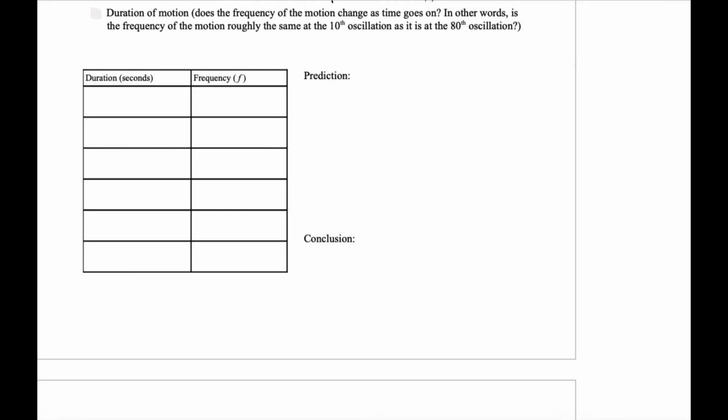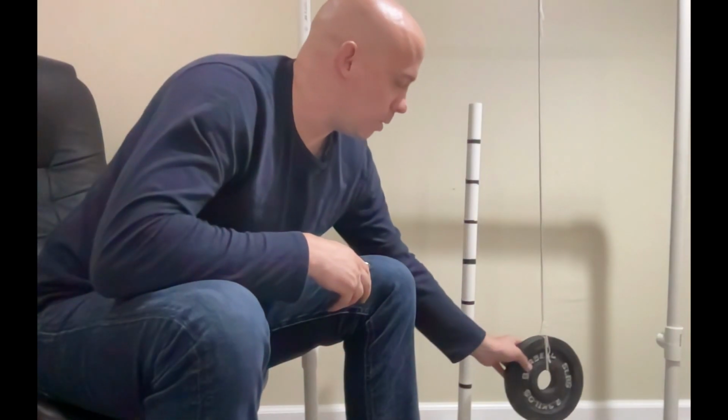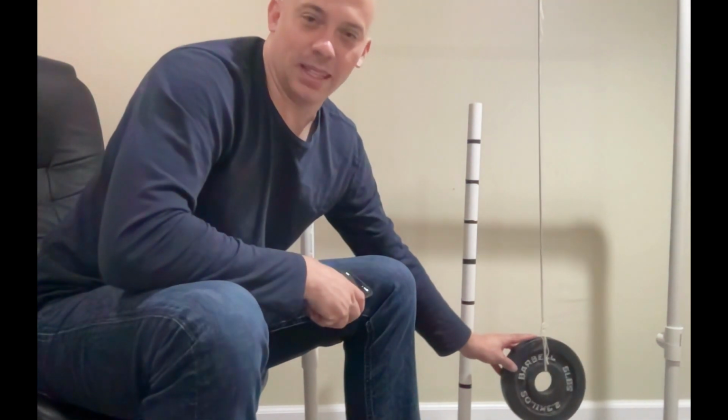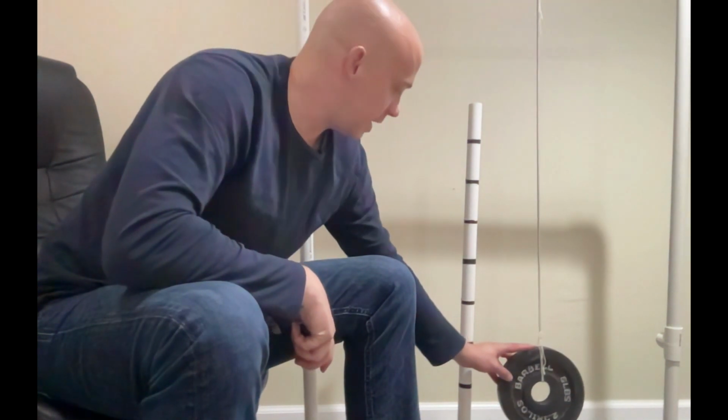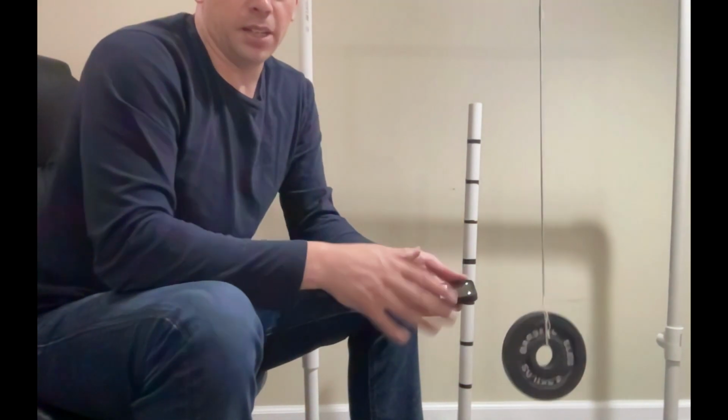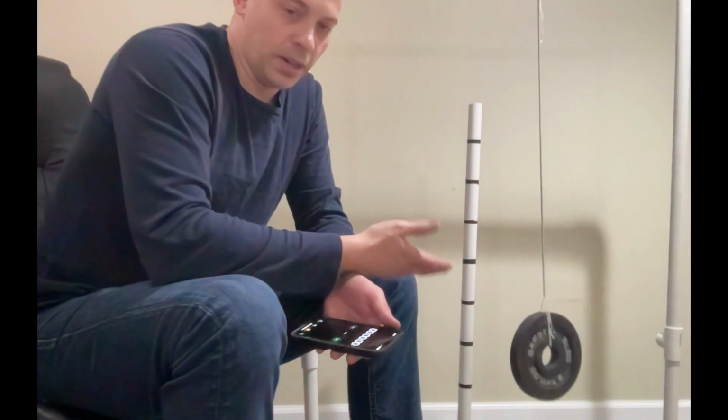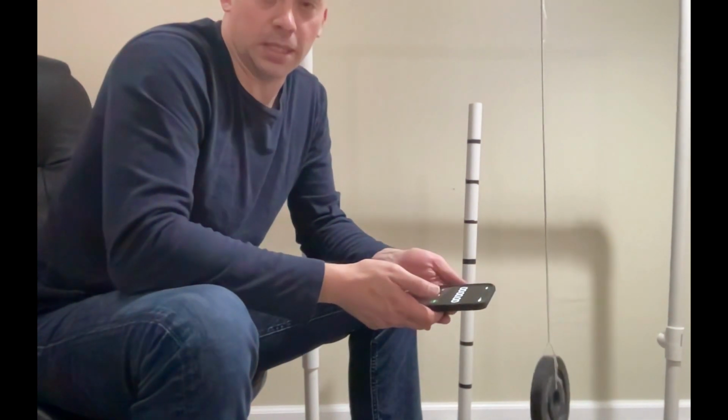One last thing we could investigate is, does the duration of motion affect the frequency as time goes on? In other words, is the frequency of motion roughly the same at the 10th oscillation as it is at the 80th oscillation? Well, one way to check that would be to first set the thing in motion and check its frequency right away, which we did already.